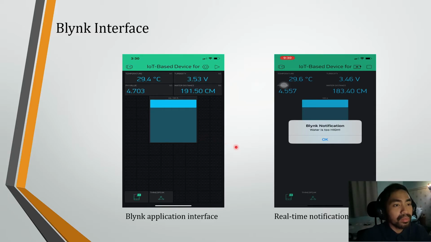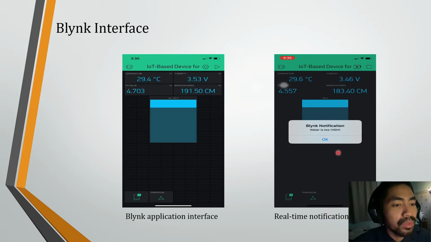This is the real-time notification pop-up. For this situation, if the water level is below 50 cm, the notification will pop up to tell that the water is too high.